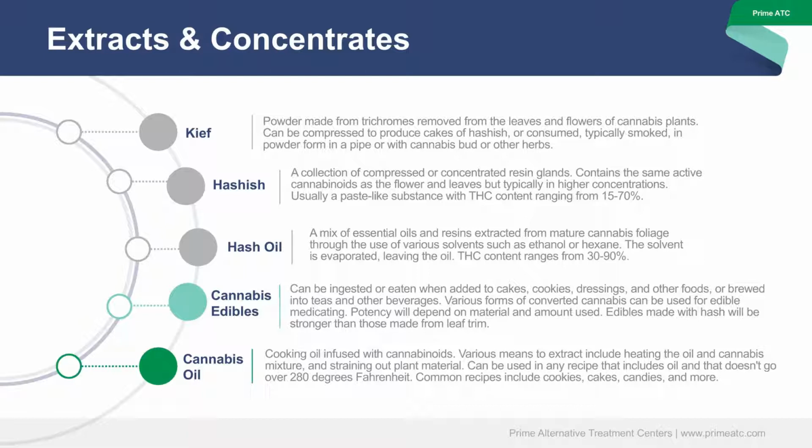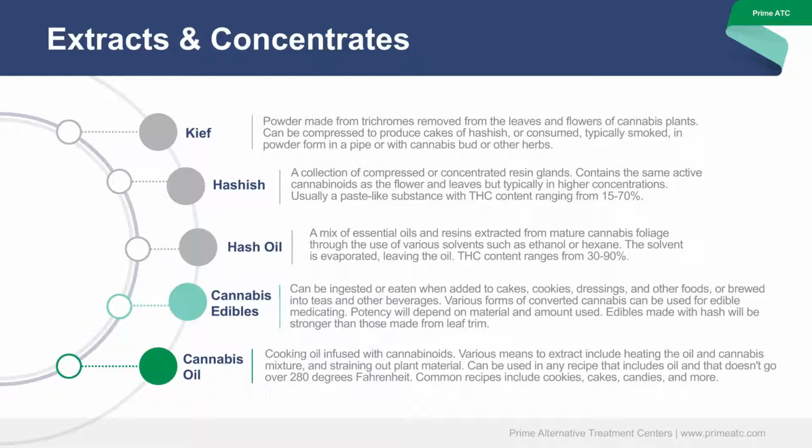Kief. Kief is a powder made from the trichomes removed from the leaves and flowers of the cannabis plant. Kief can be compressed to produce cakes of hashish, or it can be consumed typically by smoking in a powder form in a pipe or with a cannabis bud or other herbs. Hashish, also known as hash, is a collection of compressed or concentrated resin glands. That is a compression of the trichomes.